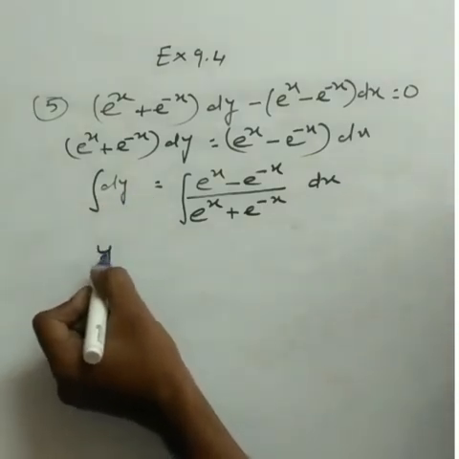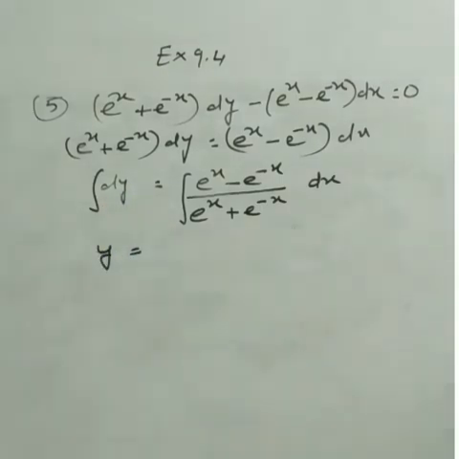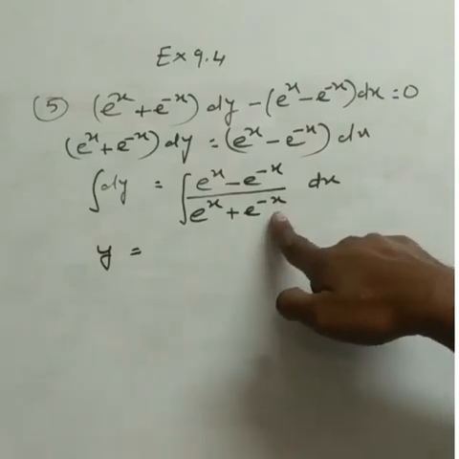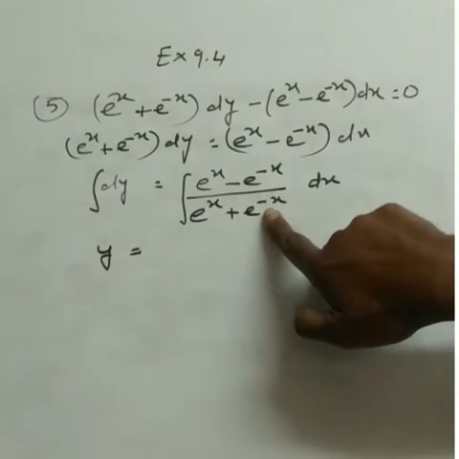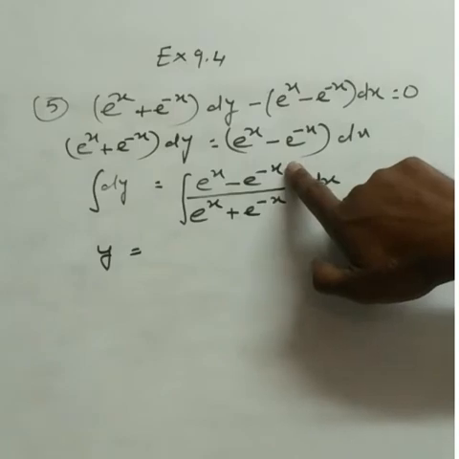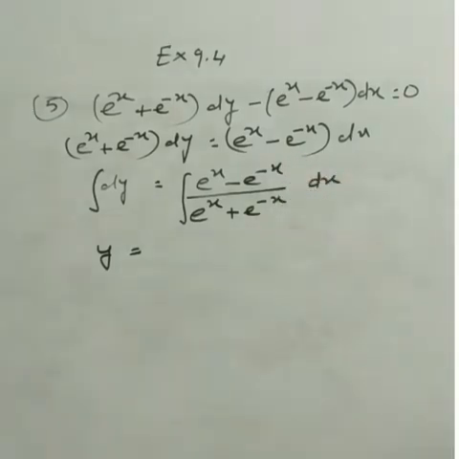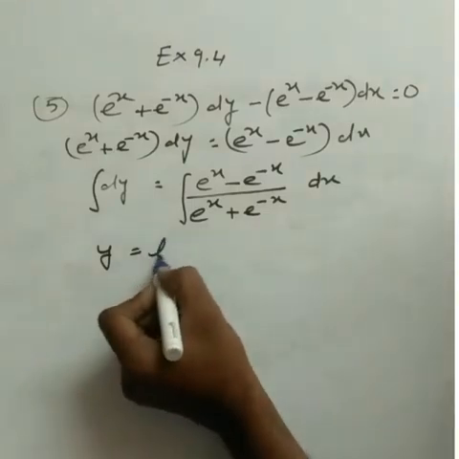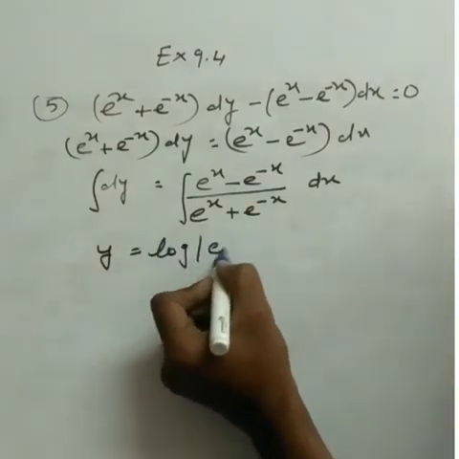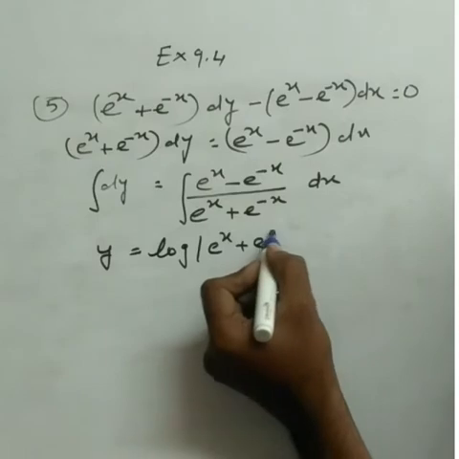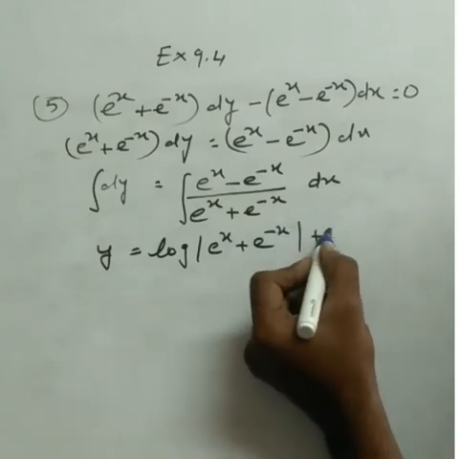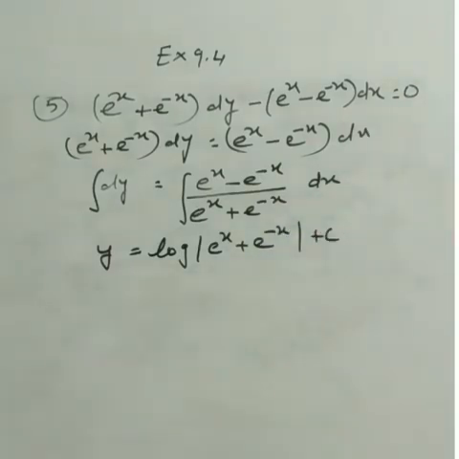Integration of dy is y. Here we will take this denominator as t. If we take this as t, it becomes dt. So dt upon t is log t. So the integration will be log of e power x plus e power minus x, and plus c. Answer.